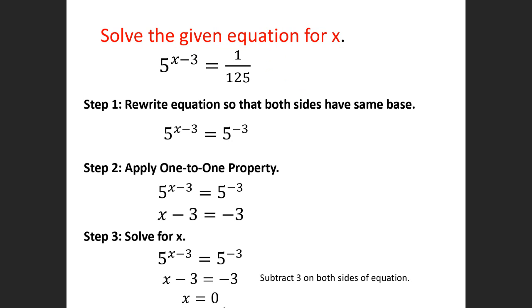Okay, and it's always good to check your answers. If I put 0 here, 0 minus 3 is going to give me a negative 3, and 5 to the negative 3 is going to give me that 1 over 125. Always check your work.